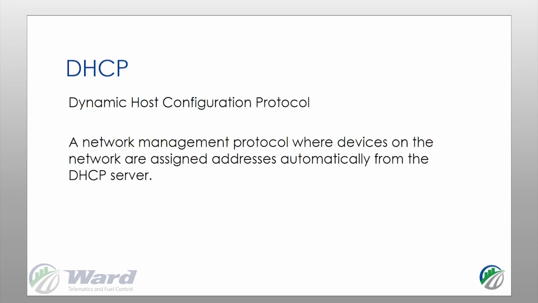The next one we have is DHCP. This one stands for Dynamic Host Configuration Protocol. And this is just a network management protocol where devices on the network are assigned an address automatically from the DHCP server. So to get an IP address, you have two ways of doing it. You can do a DHCP, which means you just plug it in and it automatically gets an IP address. This is how most people get their IP address.